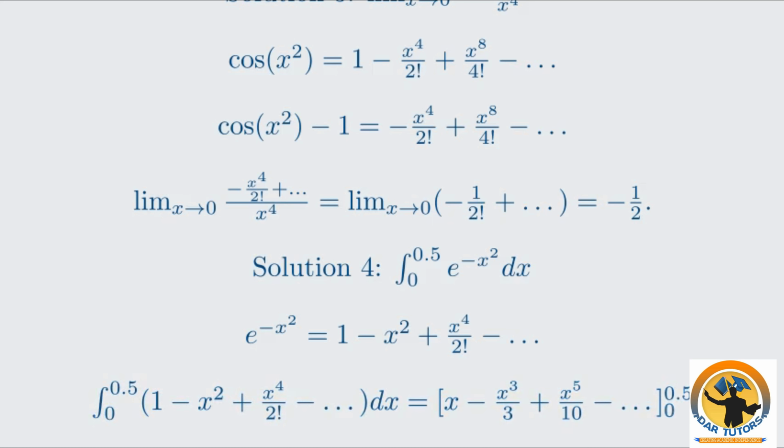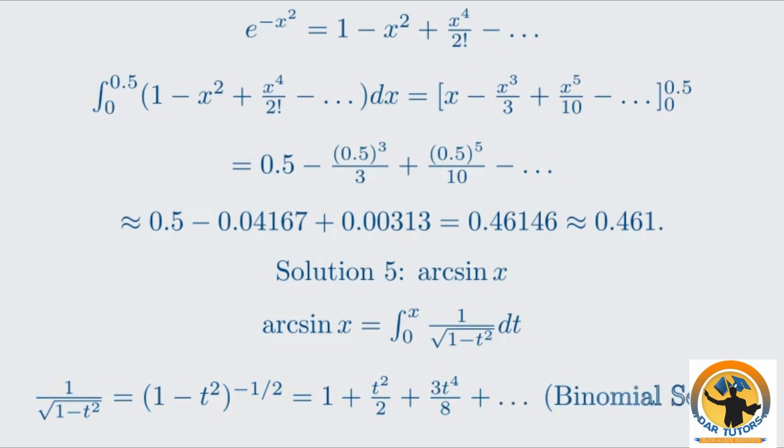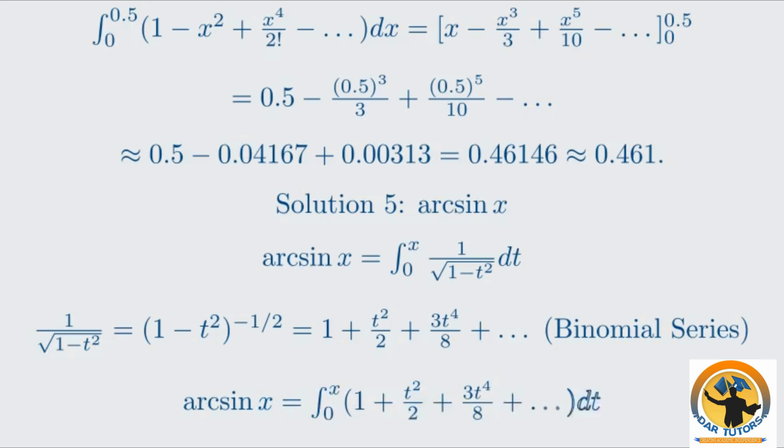For question 5, we integrate the series for 1 over the square root of 1 minus x squared. This series is found using the binomial expansion. Integrating term by term and setting the constant of integration to 0, we get the series for arcsin x.